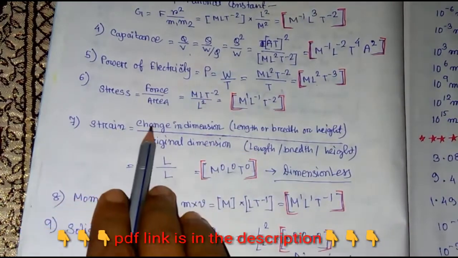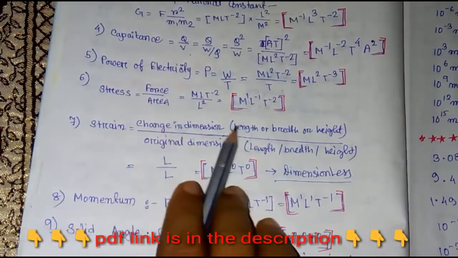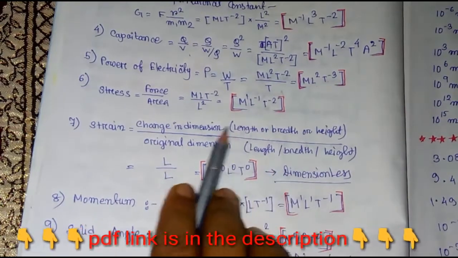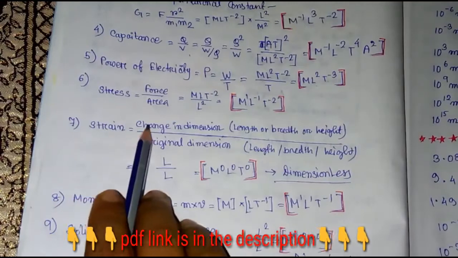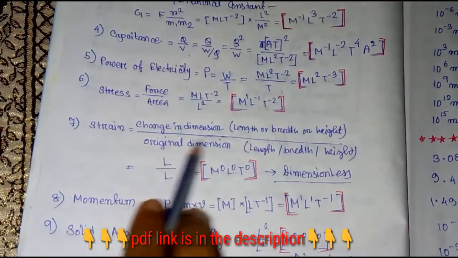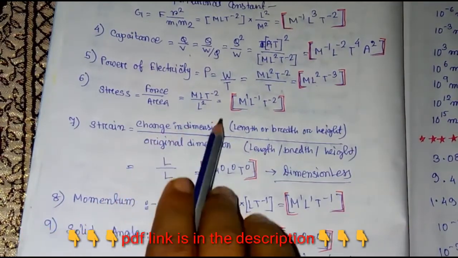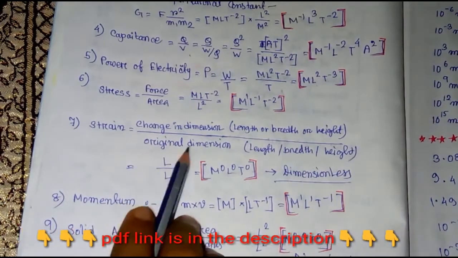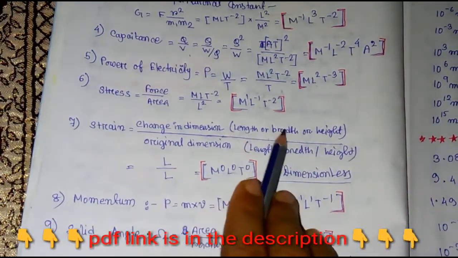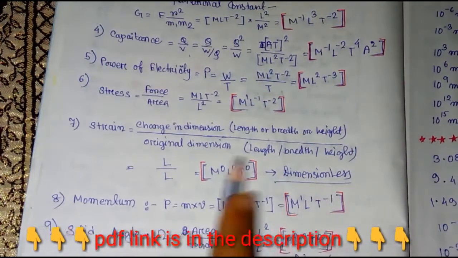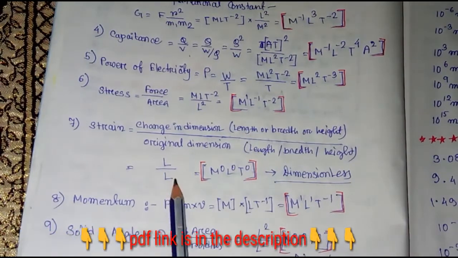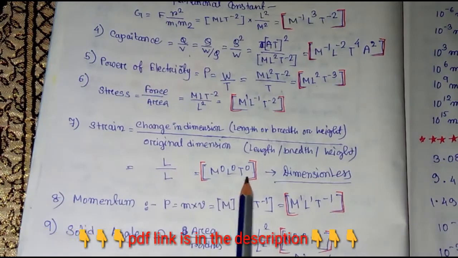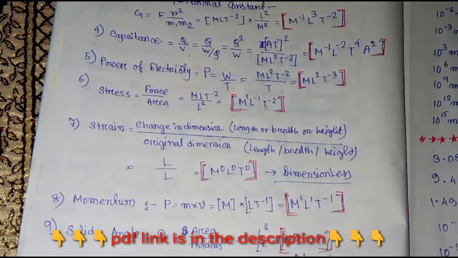What is strain? Strain means change in dimension, that means change in length, breadth or height. If the length of an object changes, we calculate the strain as change in length by original length. So change in dimension upon original dimension. If it is length, it is L by original length. The dimension of length is also L, so L cancels out and it comes M0 L0 T to the power 0, because it is dimensionless.